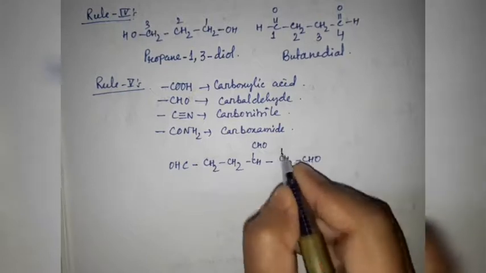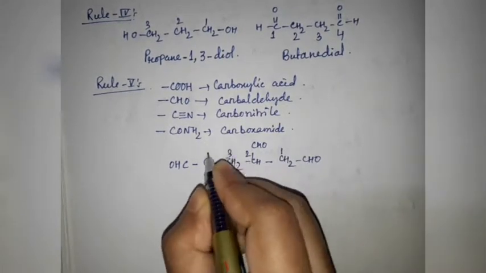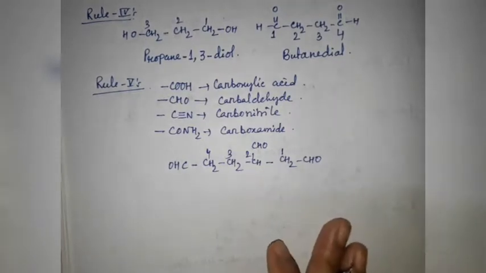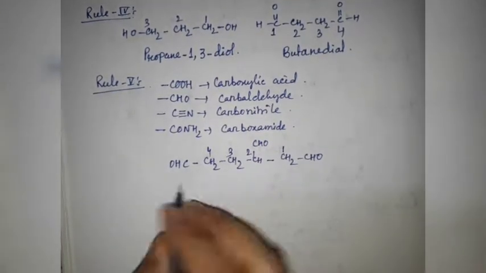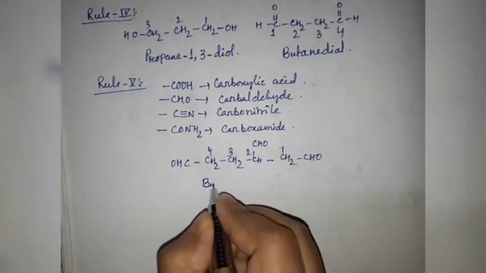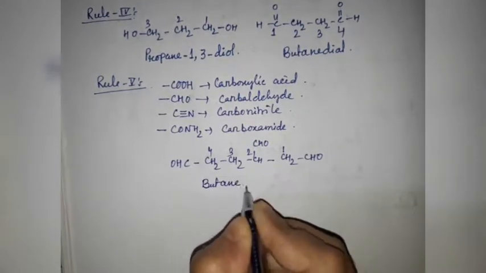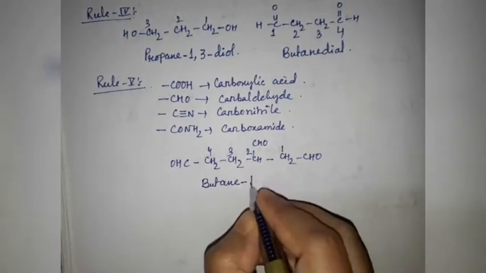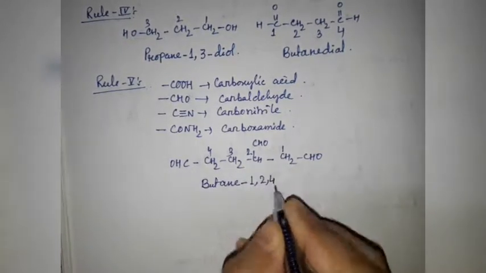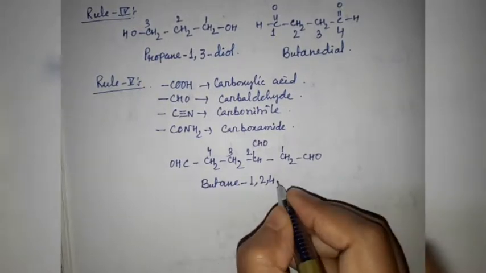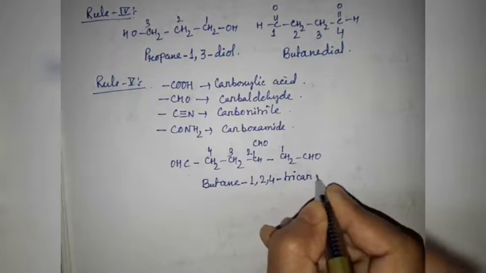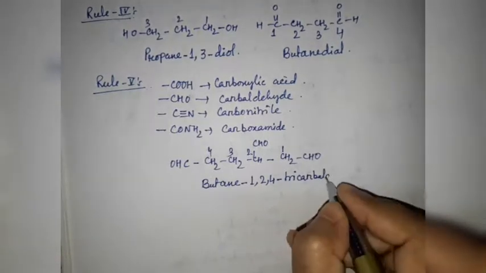So the number of carbon atoms should be 1, 2, 3, 4 only of the parent chain, and the name will be butane. In 1, 2 and 4 position we have aldehyde group. So 1, 2, 4 tricarbaldehyde.